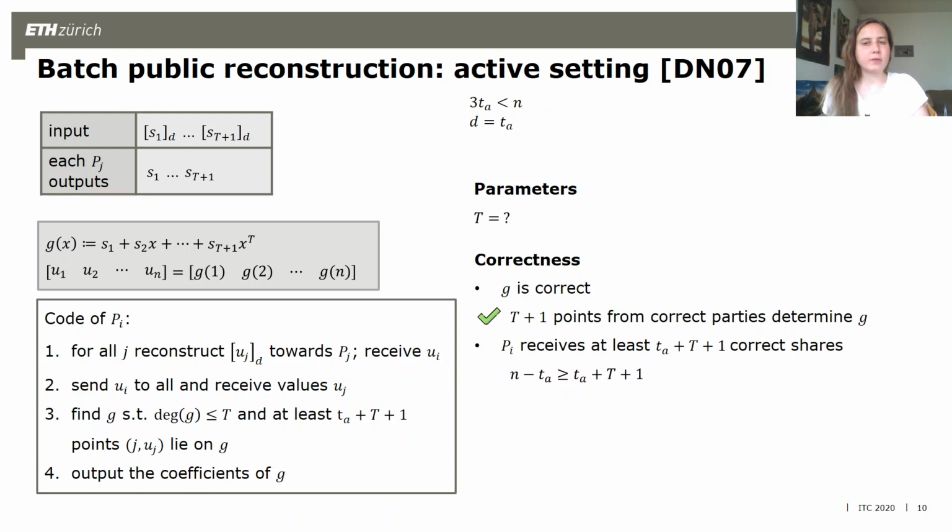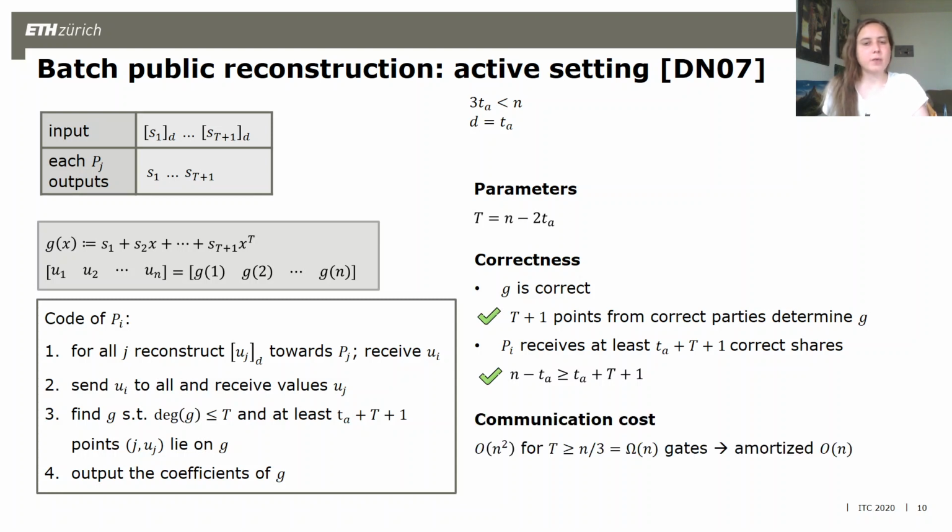And now we choose the biggest t that satisfies this equation, which is n minus 2t_a. What about communication cost? Well, the whole cost of this routine is O of n squared. And the number of reconstructions that we did was t. And t is at least n over 3, because it's n minus 2t_a. And this results in evaluating Omega of n gates at the cost O of n squared. So the amortized cost is O of n.